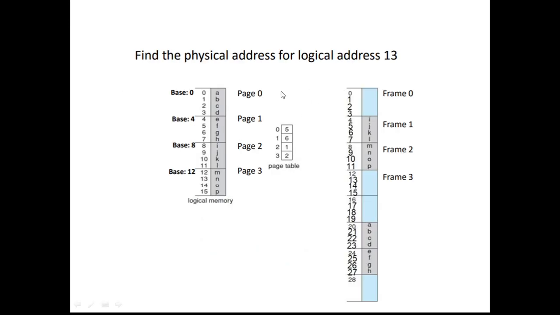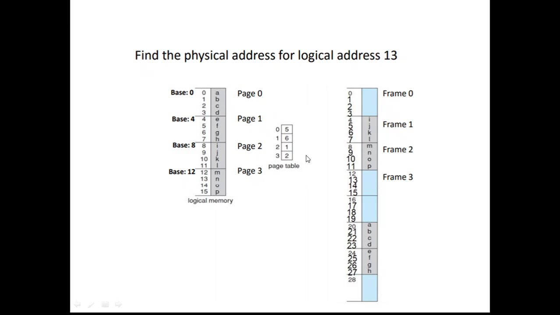And sometimes the question may be asked at the decimal level. This is a question taken from your textbook. In this case you are given a logical memory and a physical memory, and different pages are loaded into different frames. You can see that they are not in any order, randomly loaded. You have to calculate the physical address pertaining to 13. 13 is the logical address, given in decimal value. You have to calculate the equivalent physical address with the help of the page table.